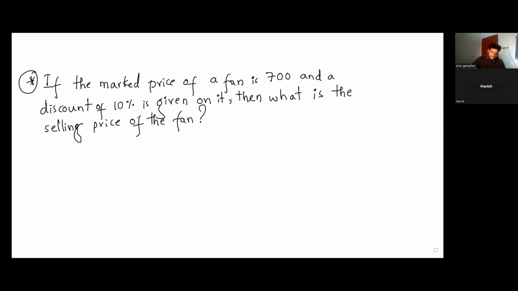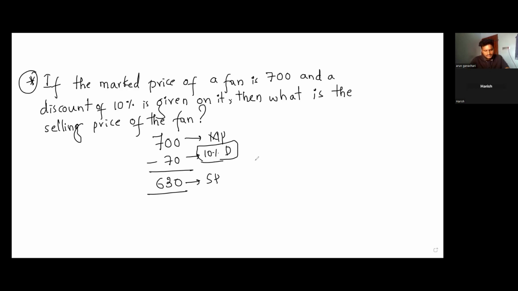630, sir. 630, yes or no? Because the fan is sold at 700 rupees. 10% of 700 is 70. So it is being sold at 630 rupees. 630 is what? SP. This was MP. And this is my 10% discount. Understanding this?